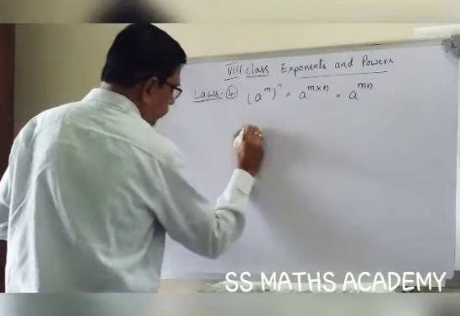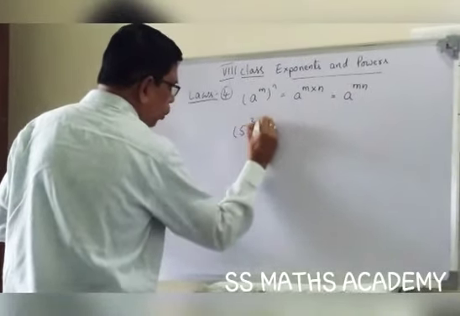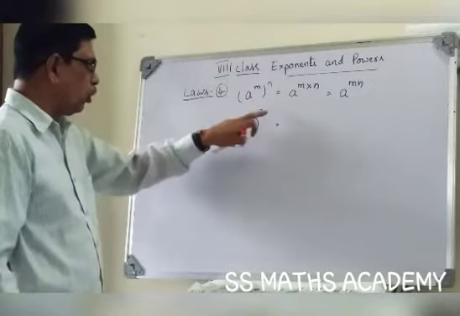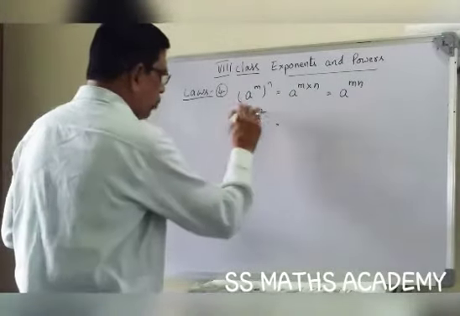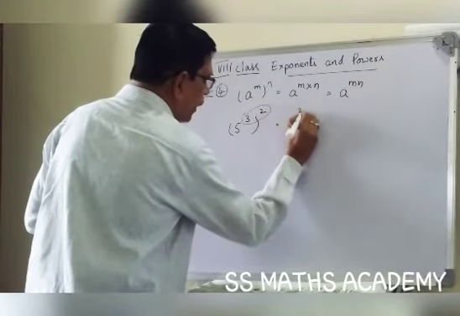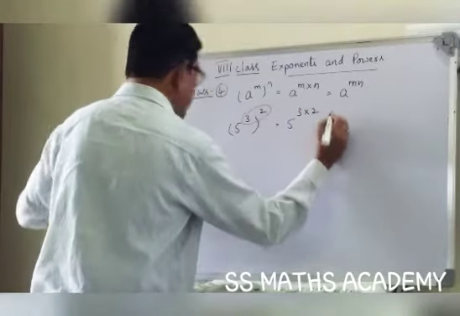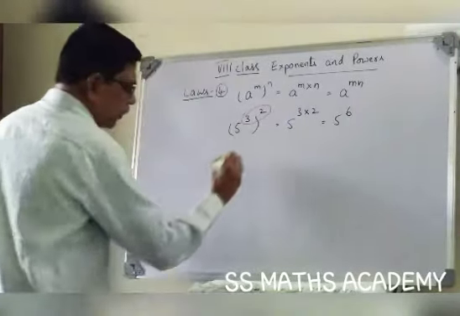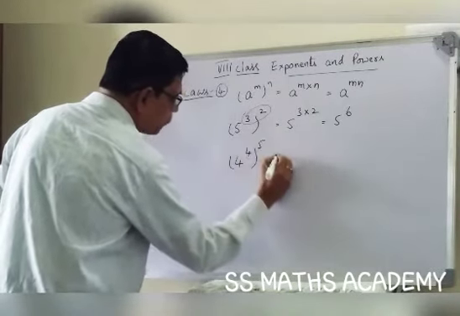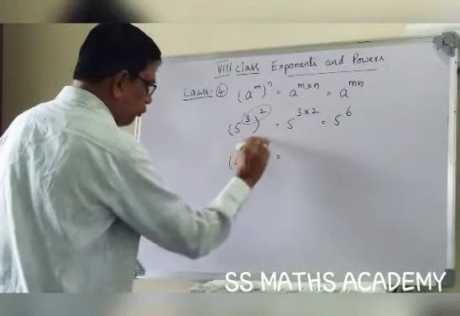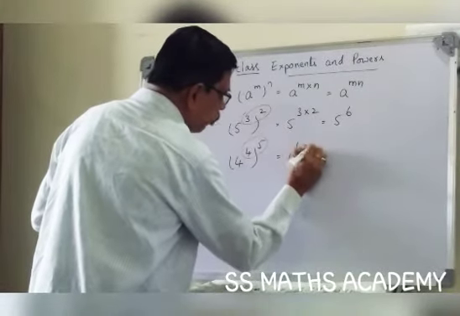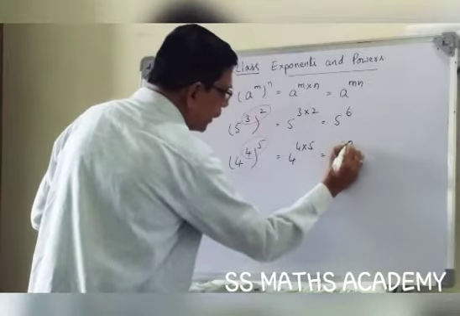So we take one example, 5 to the power of 3 whole to the power of 2. What is the base? The base is 5, the power is 3, and again whole to the power of 2. So when we get two powers like this at a time, we need to multiply the powers. 5 to the power of 3 into 2 is equal to 5 to the power of 6. Similarly, we see one more example, 4 to the power of 4 whole to the power of 5. So here we got two powers, 4 and 5. So what we have to do? We have to multiply the powers. 4 to the power of 4 into 5 is equal to 4 to the power of 20. Have a look.